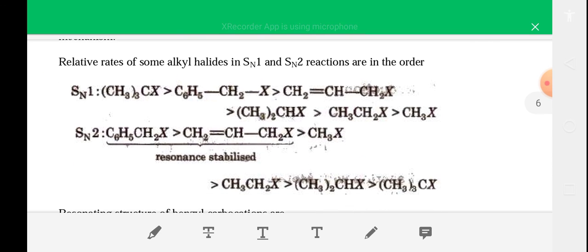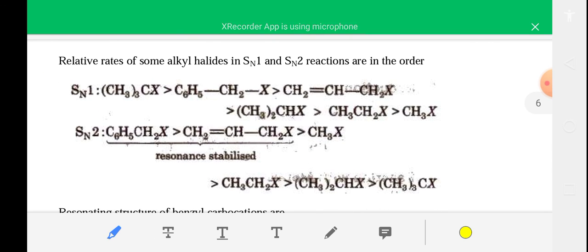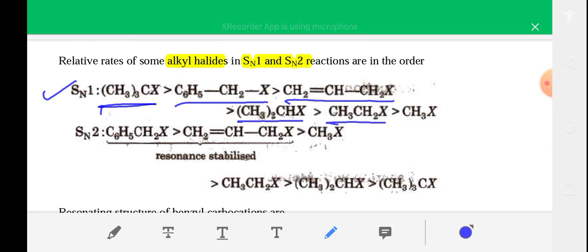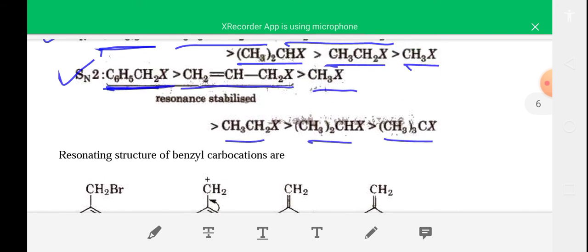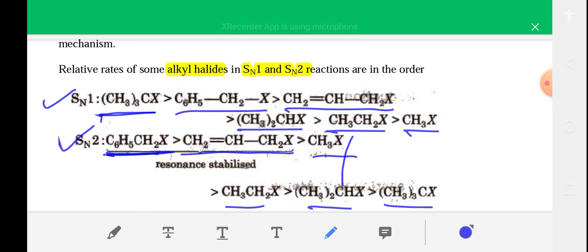Now see the relative rates of some alkyl halides in SN1 and SN2 reactions. In the SN1 reaction, the rate for a 3 degree alkyl halide is more than benzylic halide, more than allylic halide, more than 2 degree alkyl halide, more than 1 degree, greater than methyl halide. And in the SN2 reaction, the rate of benzylic halide is more than allylic, more than primary, secondary, tertiary and quaternary. So this order you have to remember, the rates for different SN1 and SN2 reactions.